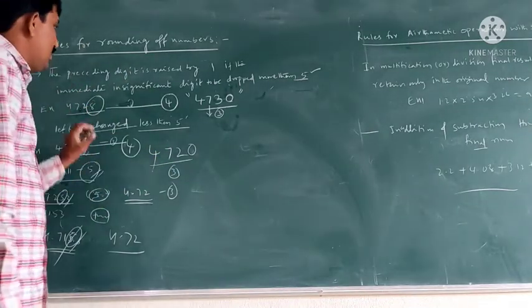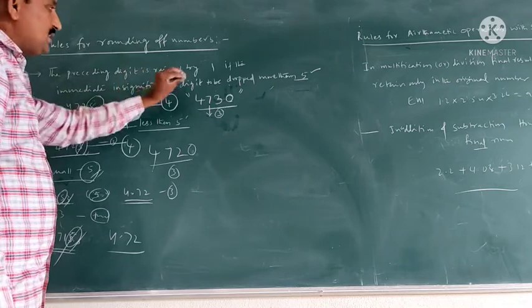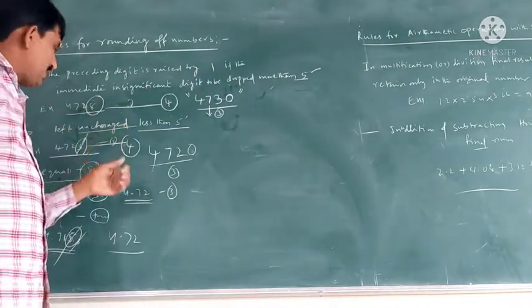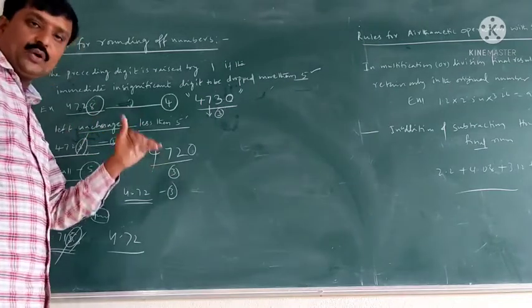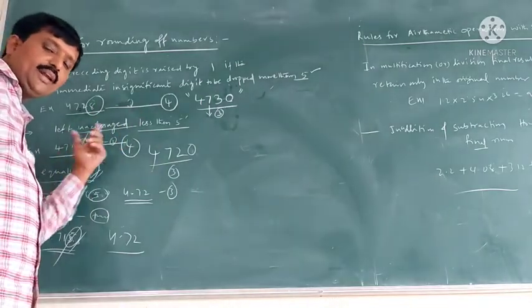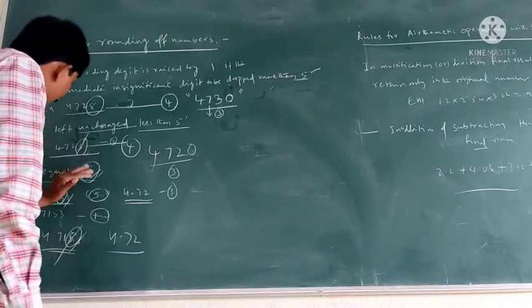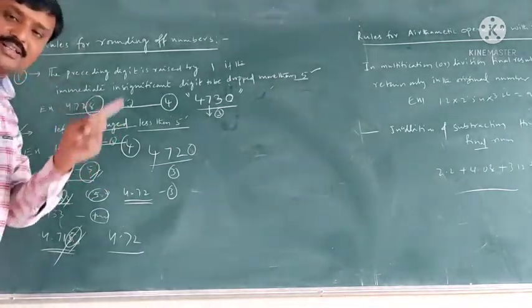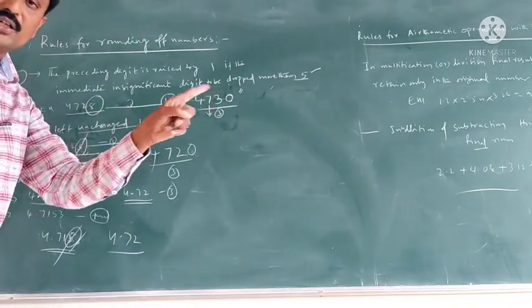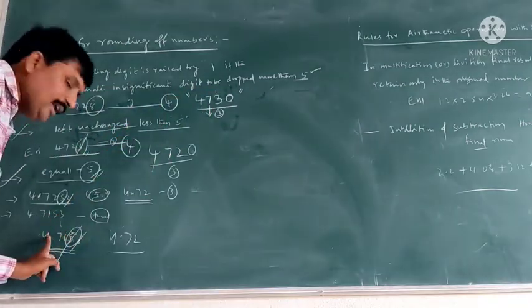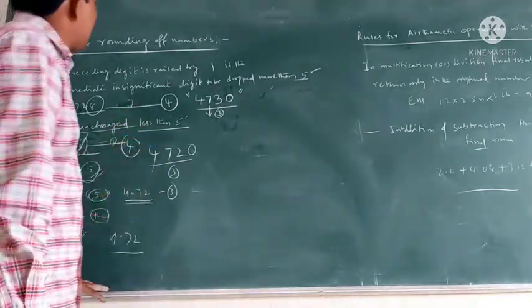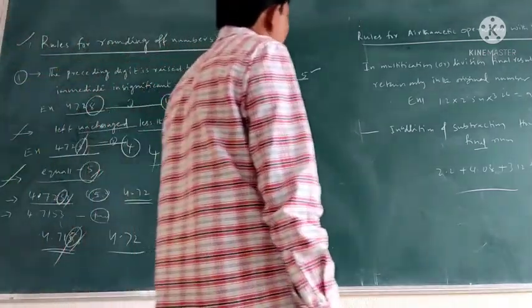Simply, students, if the dropped number is more than 5, you add 1 to the before number. If the dropped number is less than 5, you do not change the before number; you write the value as is. If the dropped number is exactly 5, you observe the before number. If the before number is even, you do not change it. If the before number is odd, you add 1. Okay? So these are the rules of rounding of significant figures.